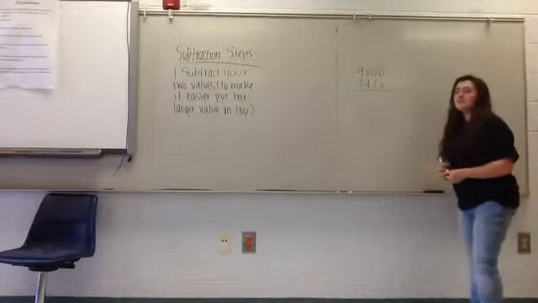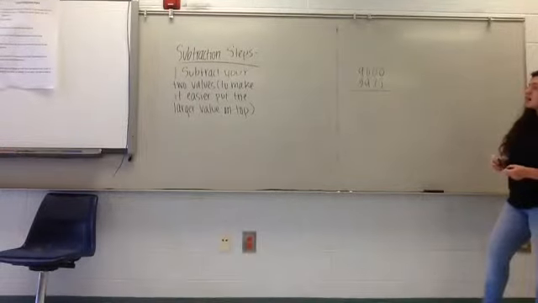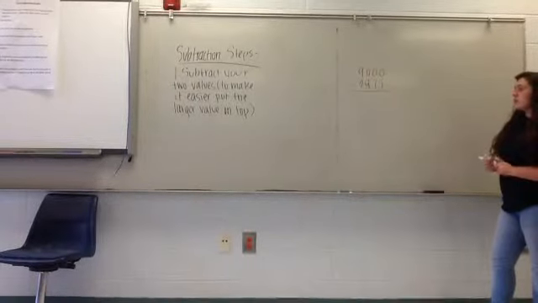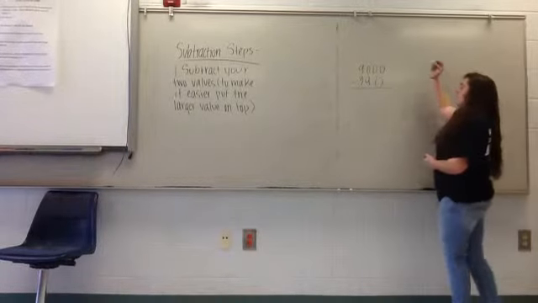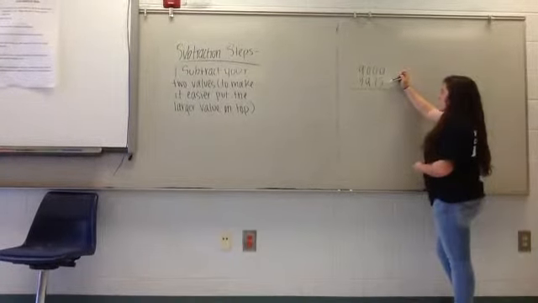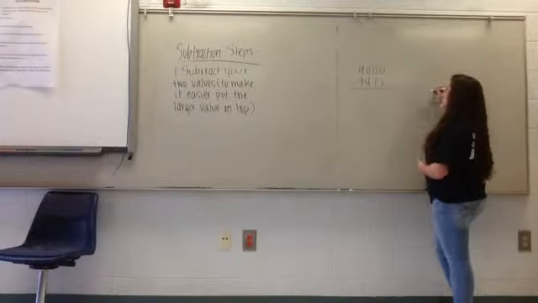Our second problem today is going to be on subtraction. Your subtraction step is to subtract your two values, and to make it easier, put the larger value on top. So our problem today is 9,000 minus 3,975. So we're going to start in our ones place.